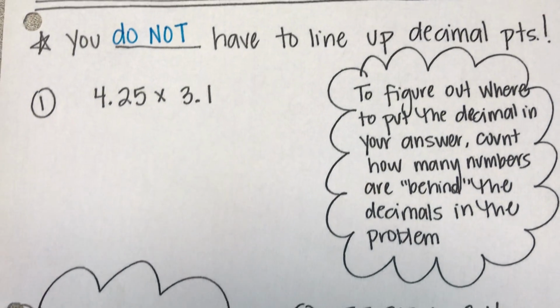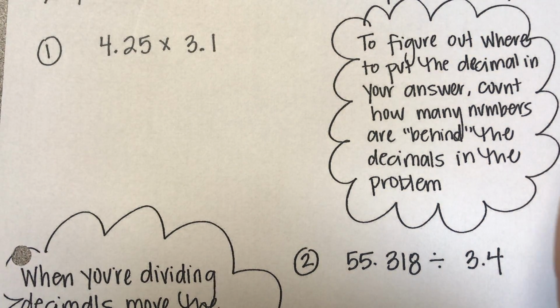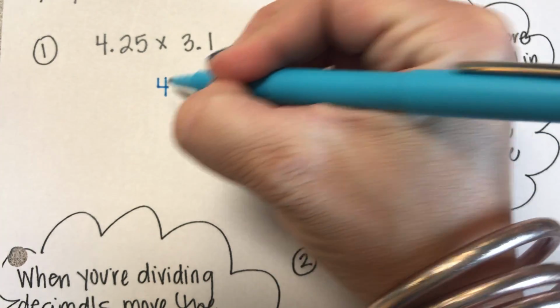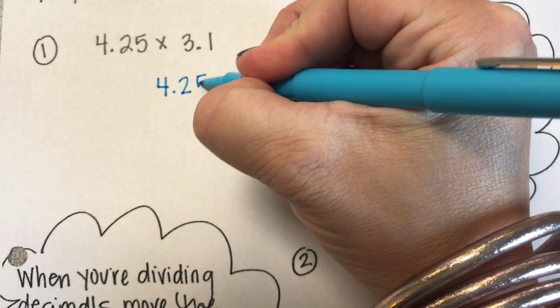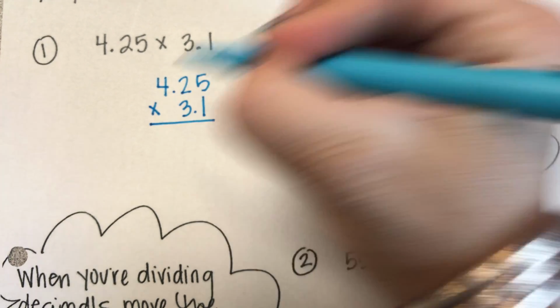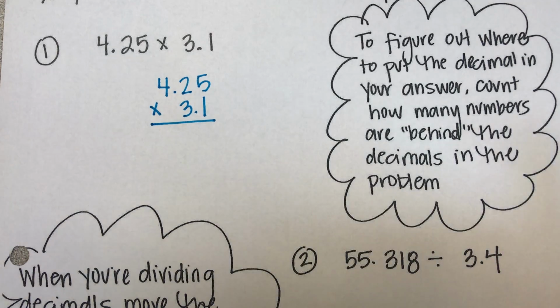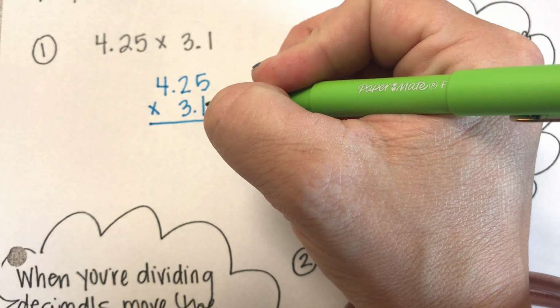Okay, you actually don't even have to worry with multiplication about the decimal points until the end of the problem. So I'm just going to write 4.25 and then 3.1. Okay, and I like to go ahead and just line up everything on the right. That's how I learned it when I was a kid, and that's how I still multiply.